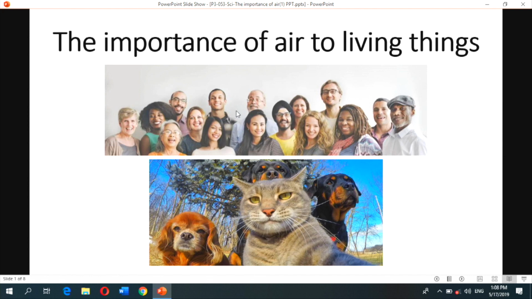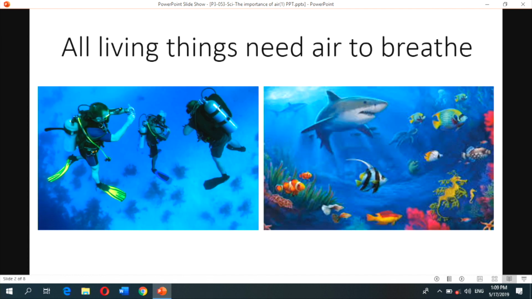People. Yes, people like us. Lots of different types of people. And how about in the bottom picture? Animals. What animals can you see? Cat. Dog. How many cats? 1 cat. How many dogs? 2 dogs. Oh, 3. There's one at the top too. Yes, there's 3 dogs and 1 cat. And they are all living things.